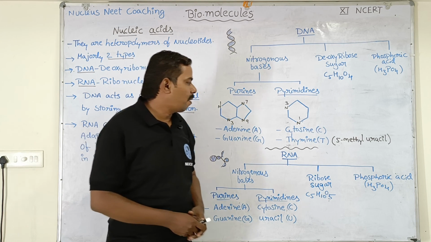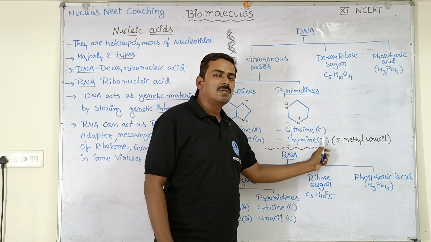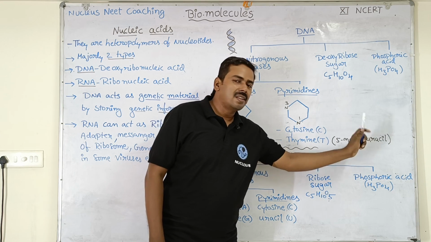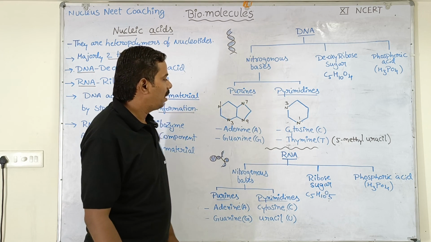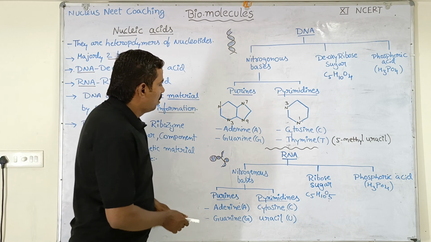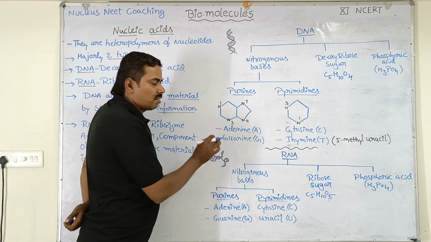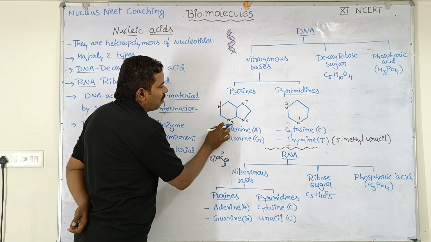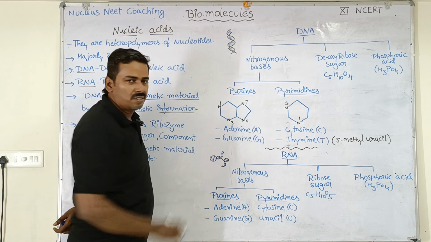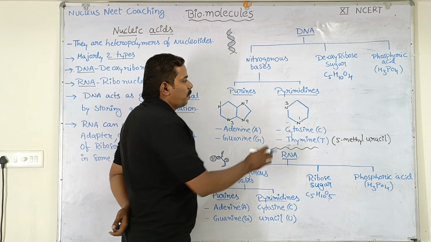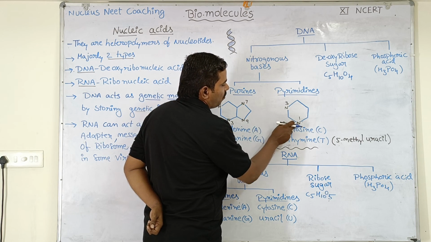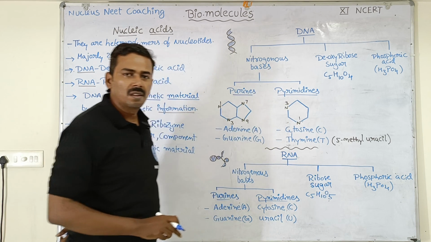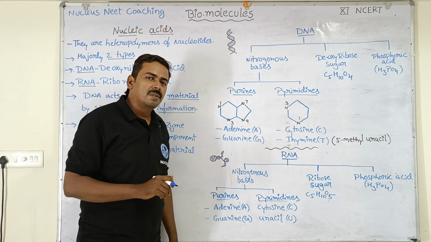A very important point, thymine is also called 5-methyl uracil. Now look carefully here. In purine structure, the nitrogens are occupying first, third, seventh and ninth positions. In the structure of pyrimidines, the nitrogen is occupying first and third position. Got the point?